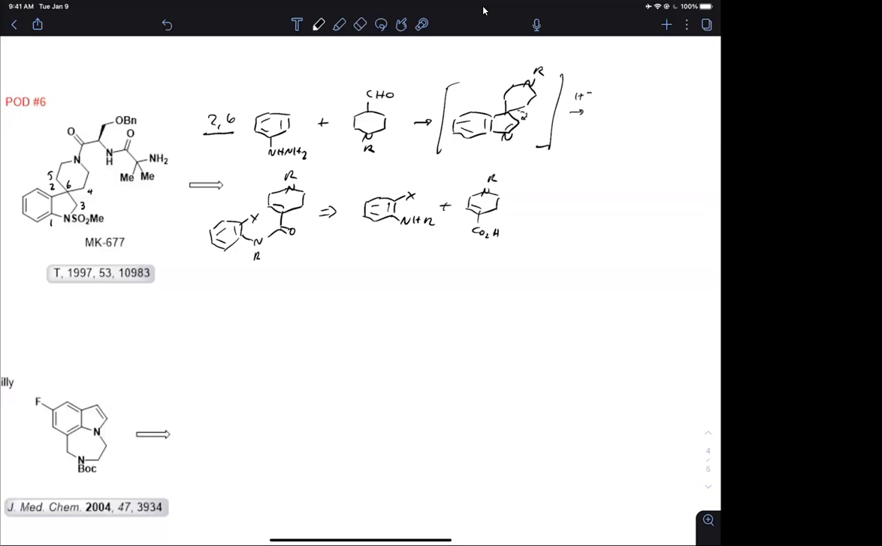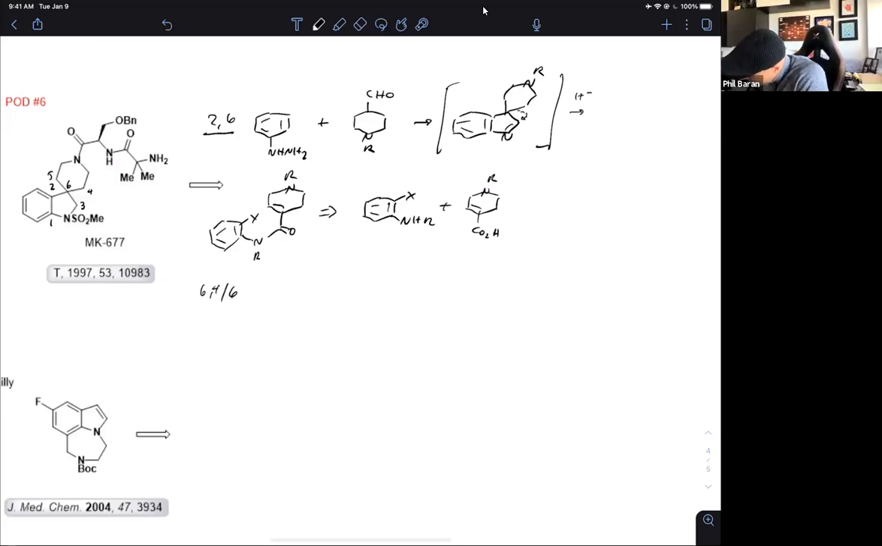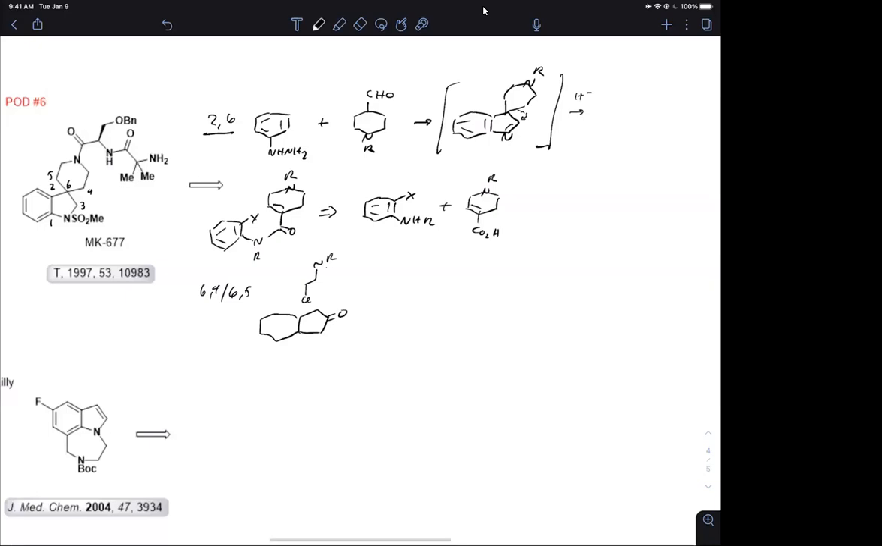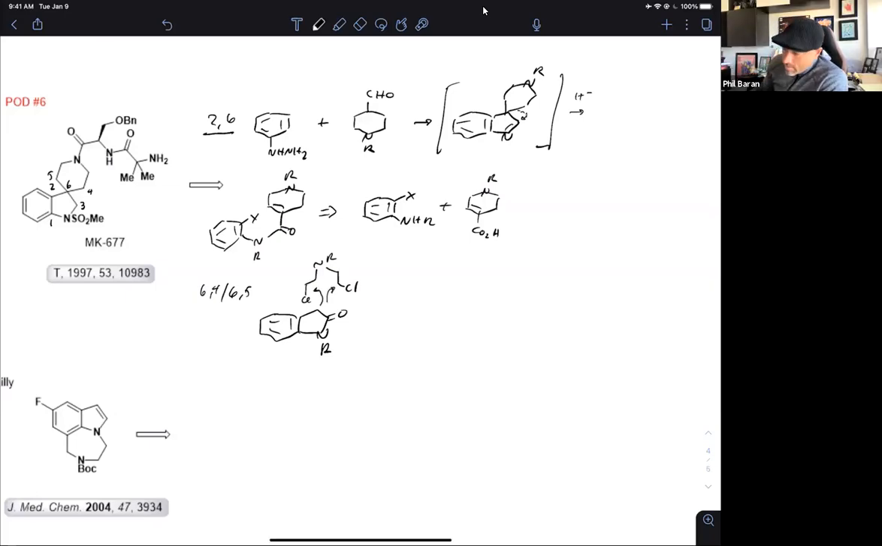Okay. Yeah. And you could potentially also use the 6,4, I guess, disconnection, or 6,5. And that would require that we use some sort of alkylation. Yeah, also viable, sure.